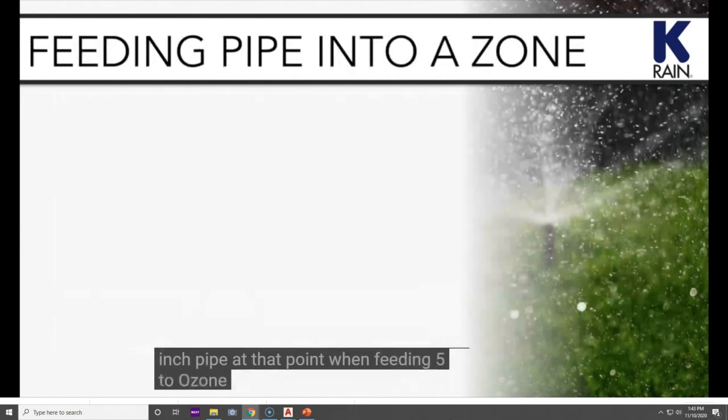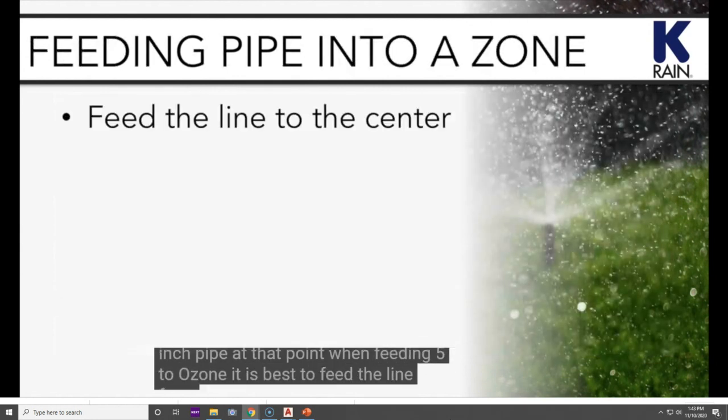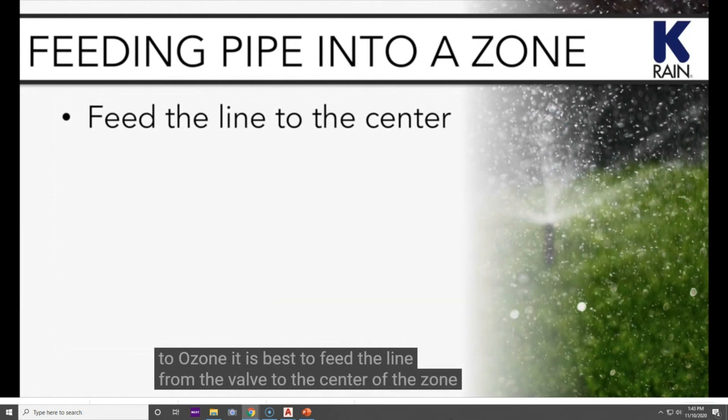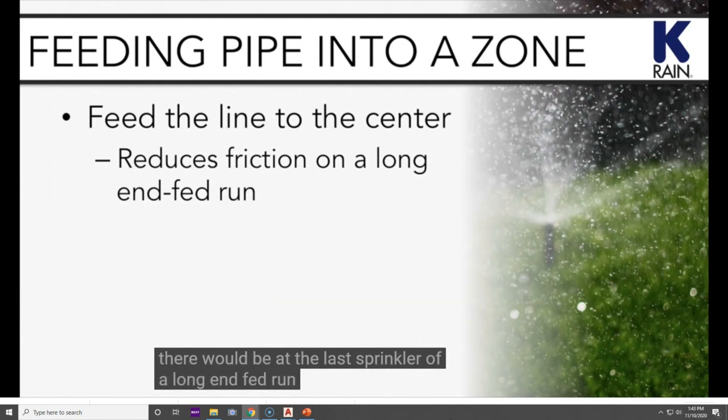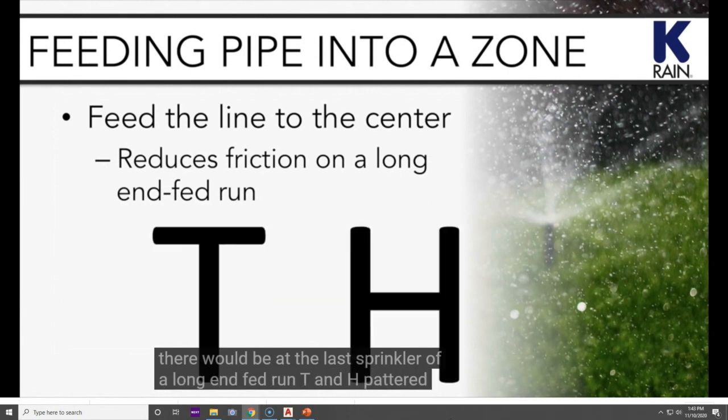When feeding pipe to a zone, it is best to feed the line from the valve to the center of the zone so that there is less friction loss than there would be at the last sprinkler of a long end-fed run. T and H pattern layouts are common in sprinkler design for precisely this reason.